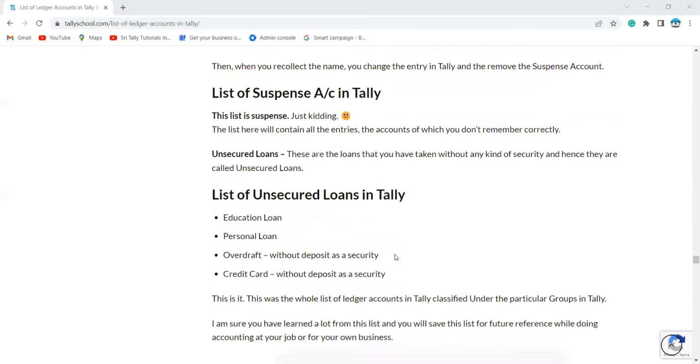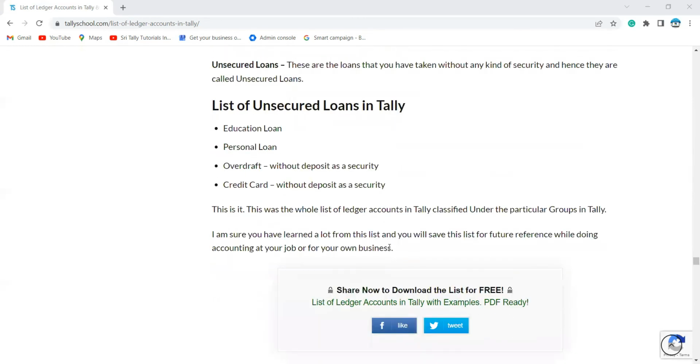Next, list of unsecured loans. Unsecured loans means we are taking loans from our friends, private financiers, our relatives, that all comes under unsecured loans. For example, education loan, personal loan, without a deposit as a security, overdraft, credit card loan. This all comes under unsecured loans.